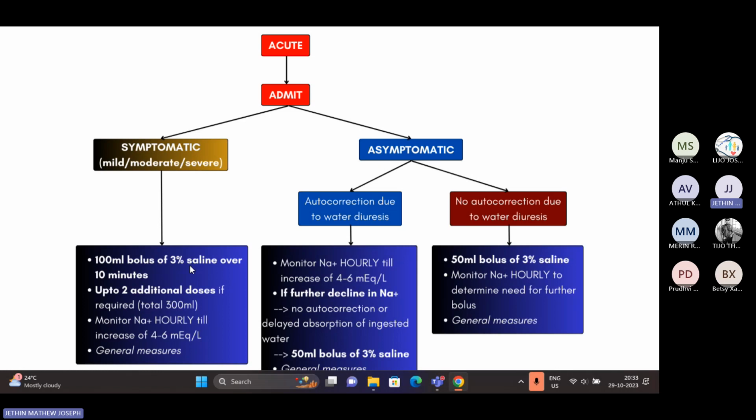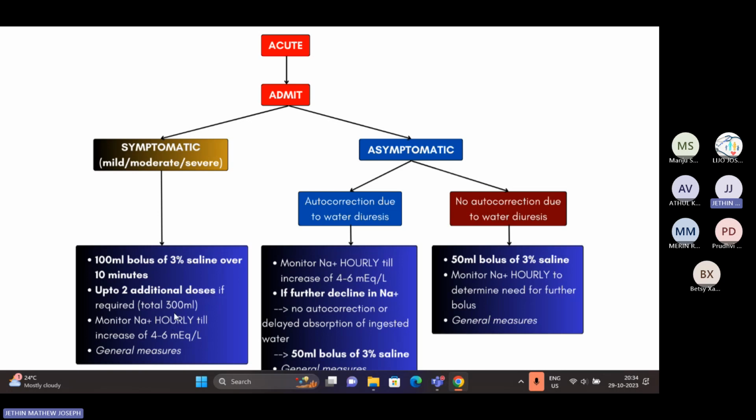100 ml bolus of 3% saline. You can give it over 10 minutes if the patient is symptomatic. A lot of us will be apprehensive to give this volume of hypertonic saline over 10 minutes, but this is the accepted standard, and you can give a 100 ml bolus of 3% saline over 10 minutes. And you can also repeat up to 2 additional doses if required. So you can give a total of 300 ml of hypertonic saline.